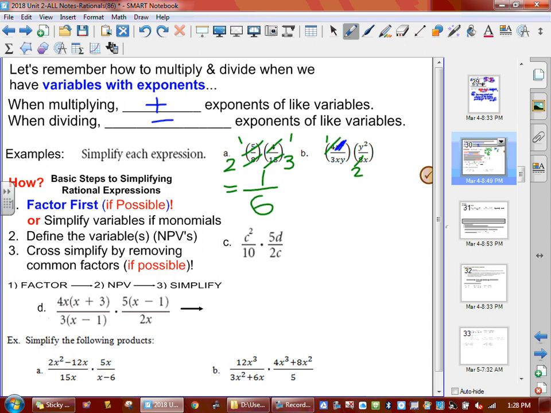Okay? Now, what about my y's? What can I do with the y's? You can reduce them, right? So I can subtract them. One's on top, one's on the bottom. So I've got y squared subtract y to the first. How many left? 1 on top. So this guy becomes y to the first. There's no more y's on the bottom. So now our final answer will be 1y over 6. Okay? So our final answer ended up with no variables in the denominator, and that's okay.